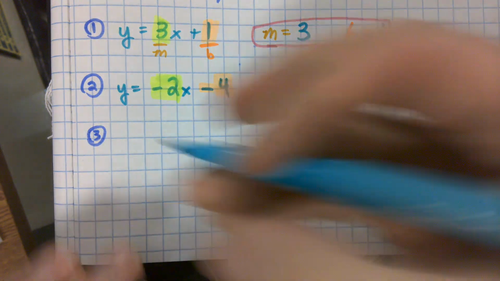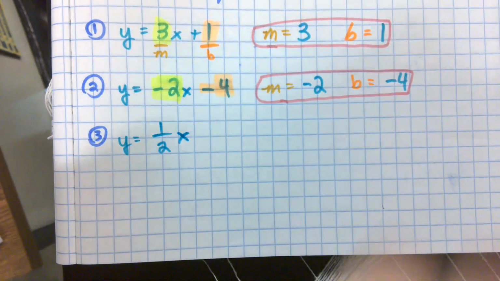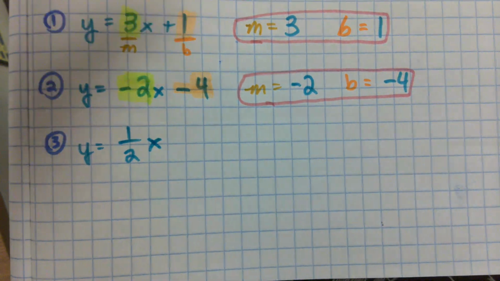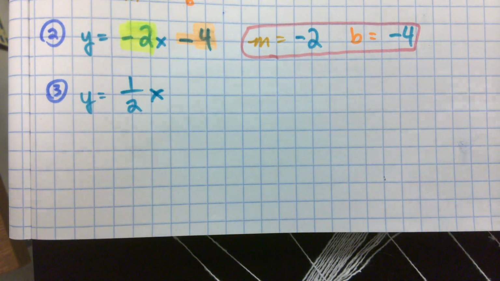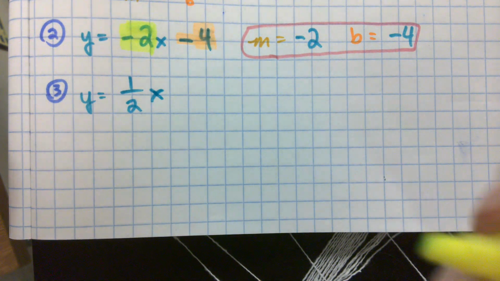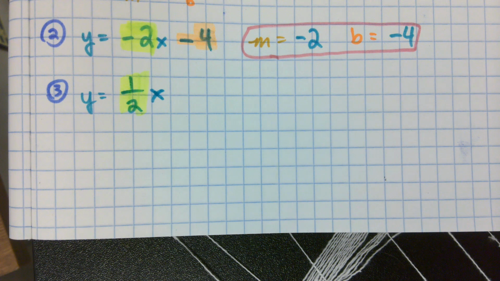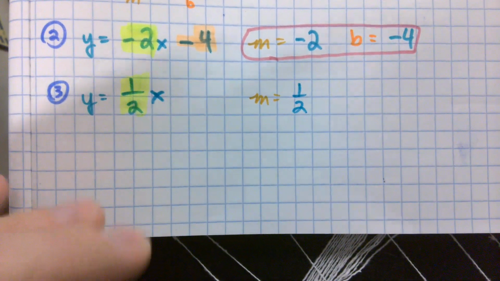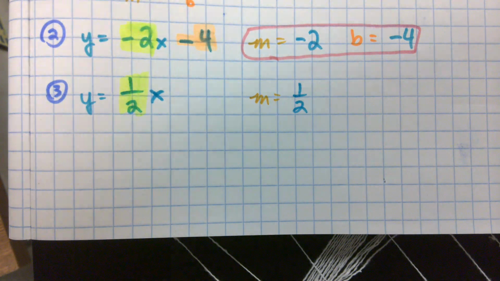Let's do another example. Let's do y is equal to 1/2 x. With your first highlighter, what number comes in front of our x here? 1/2. Not just 1, not just 2. It's the whole fraction of 1/2. So m is equal to 1/2. And like we saw last week, we can also have a fraction as a slope. It's just going to be leaning more towards the horizontal line than a vertical line.